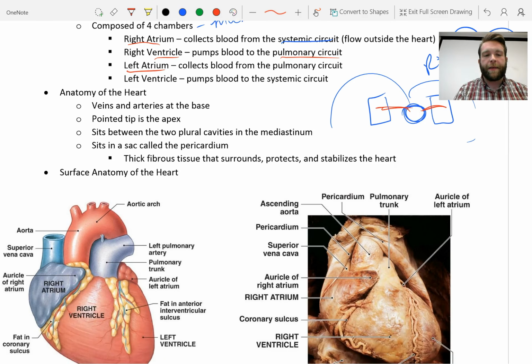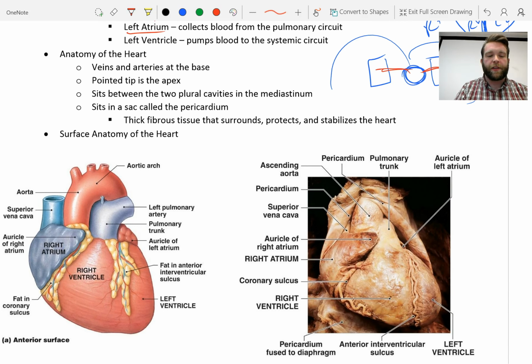With the anatomy of the heart, here's how we orient ourselves when looking at these pictures. The veins and arteries are at the base. The base is the top part of the heart, the widest part, and the pointed part down here is the apex. Like I mentioned before, your apex points to the left side of your body. If this is my chest and my heart is here in the center, the apex is pointing down this way.